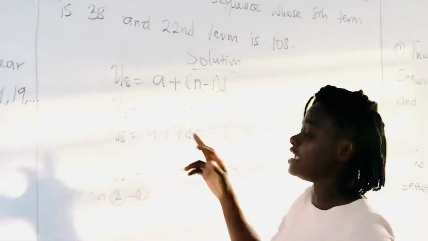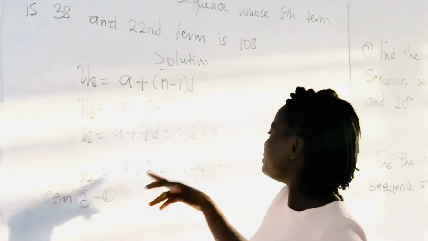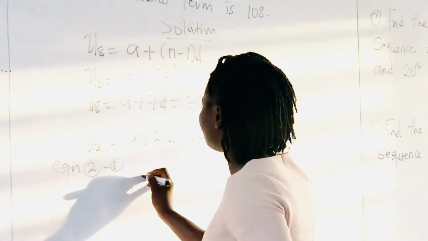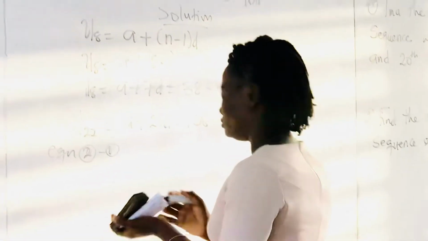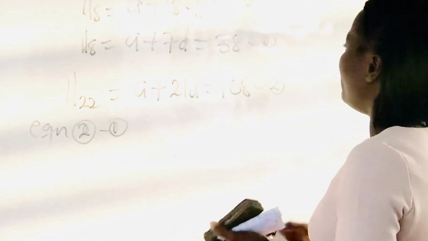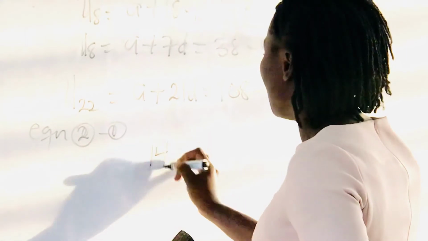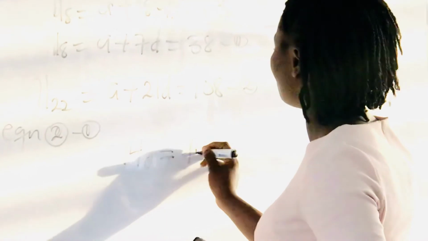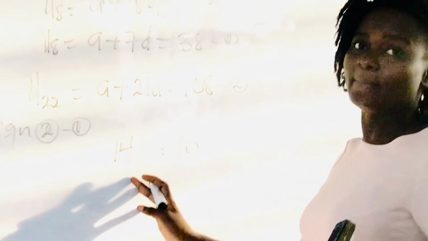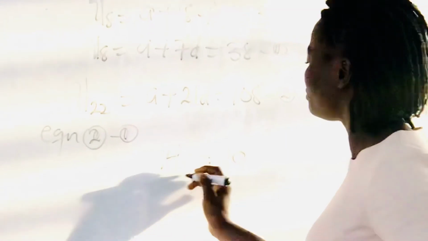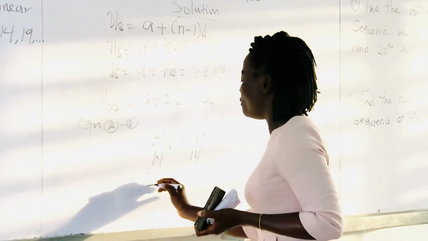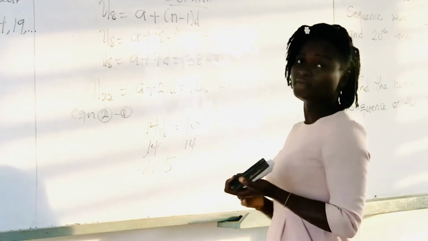So A minus A is giving us 0. Then 21 minus 7 will give us 14. Then we have 108 minus 38. That is giving us 70. So we divide both sides by the coefficient of D. Therefore, we are getting the difference to be 5.